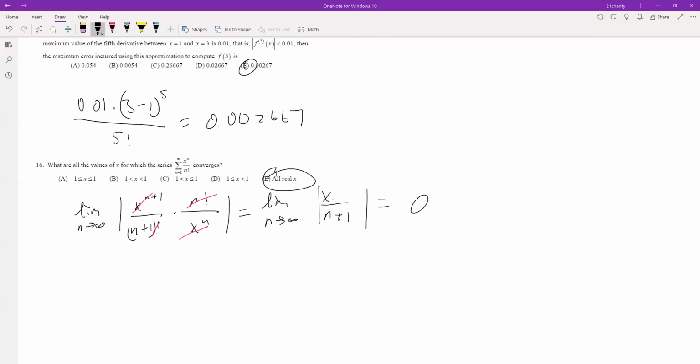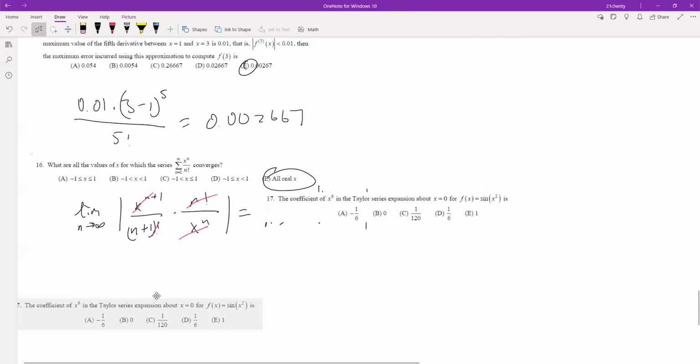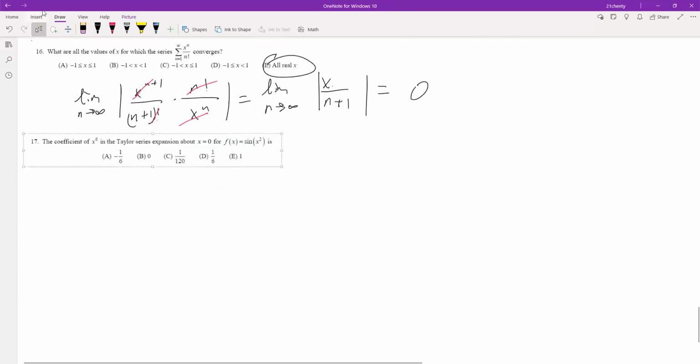Now, number 17. The coefficient of x to the 6th power in the Taylor series expansion about x equals 0 for f of x equals sine of x squared is one of the following.